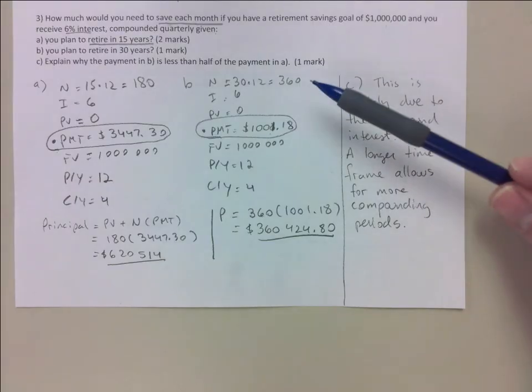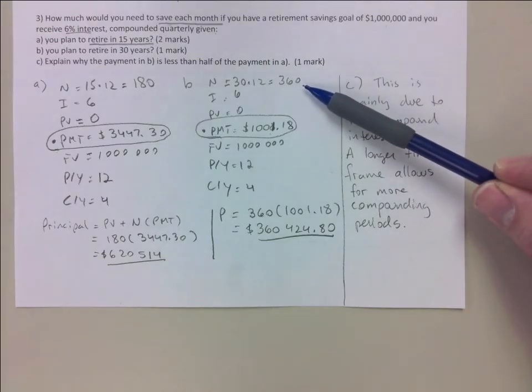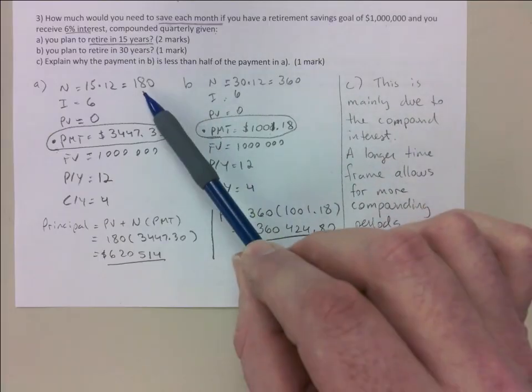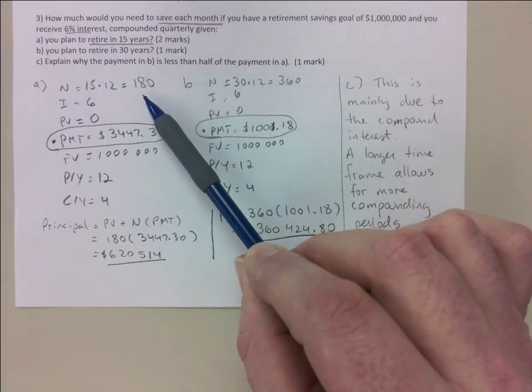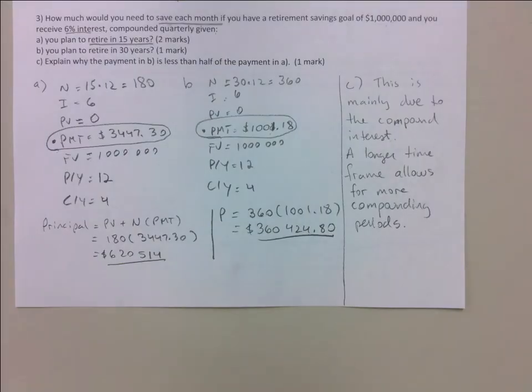You have 360 compounding periods in B. You only have 180 compounding periods in A. So you don't have as many. It's almost like rolling a snowball 180 times. You're going to have a snowball, all right? But who's going to have the bigger snowball? The person that keeps rolling it, right? 360 times. It's just going to accumulate more.